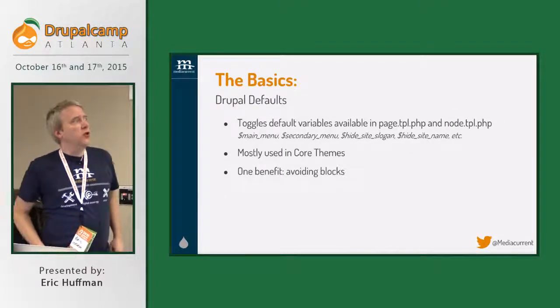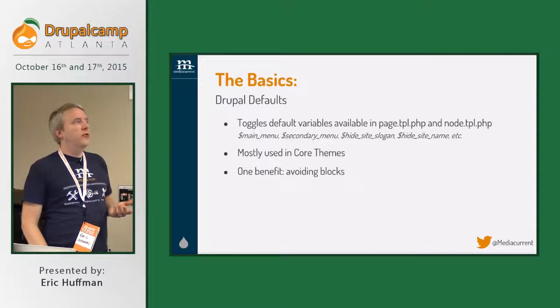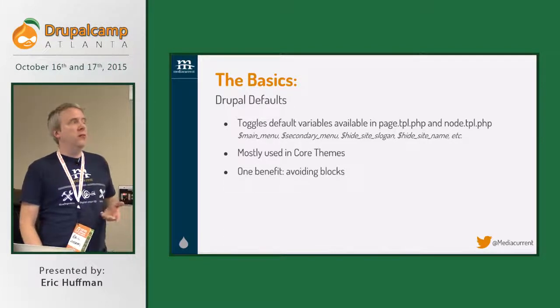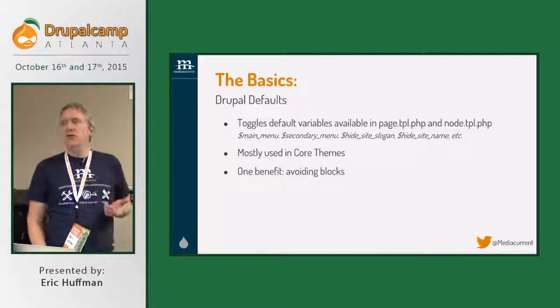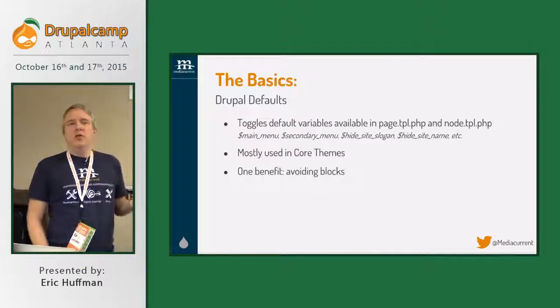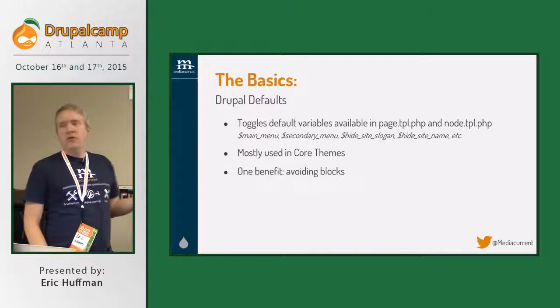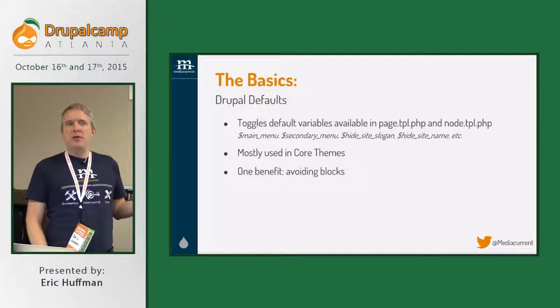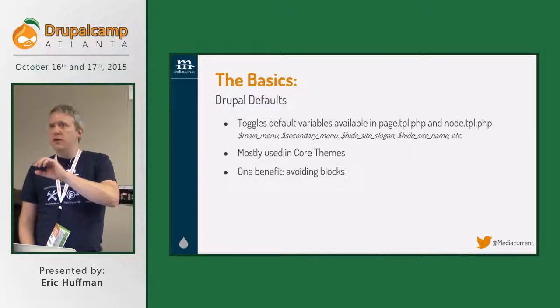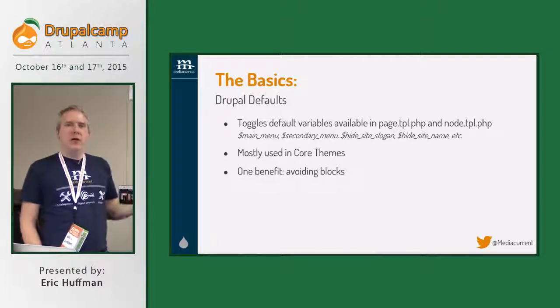What they essentially do is create variables that are available in your page template or your node template, and it's mostly just used by core themes. If you turn on Bartik, and if you turn off the main menu, you'll notice that Bartik straight out of the box, the horizontal menu that appears above the main content area, is going to disappear. It toggles those menus and other elements of the site.